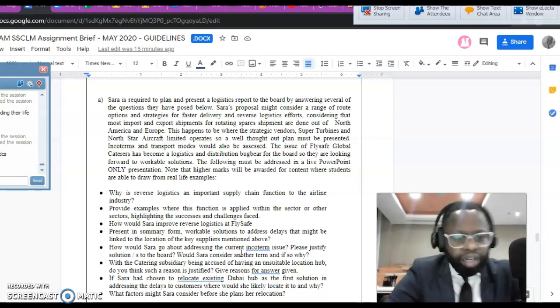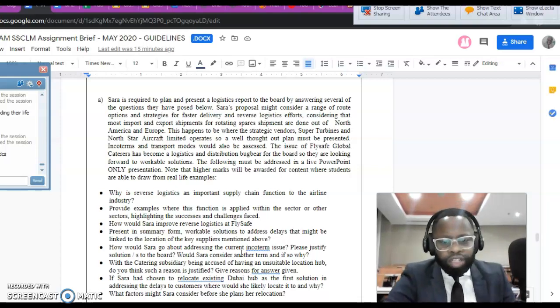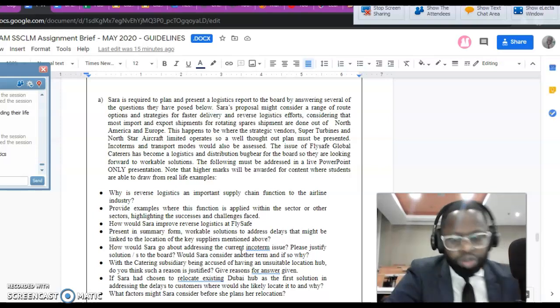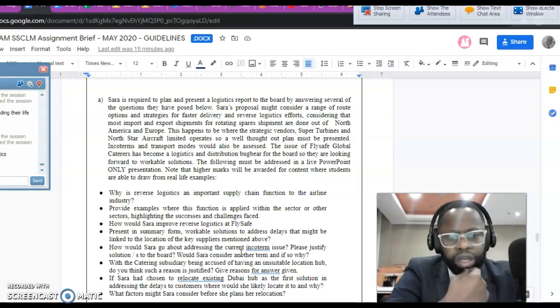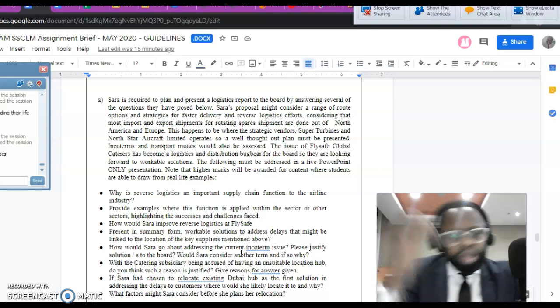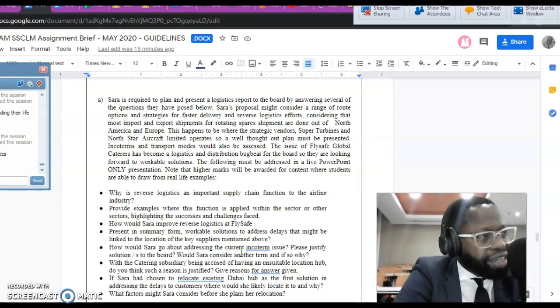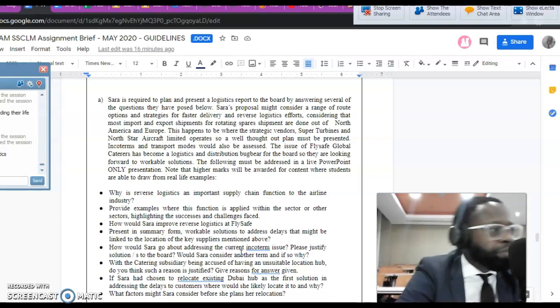So the other point: how would Sarah go about addressing the current Incoterm issue? Now there's a problem. Please justify the solution to the board. Would Sarah consider another term? You'll recognize that the suppliers are not interested in shipping the items to the freight forwarder.